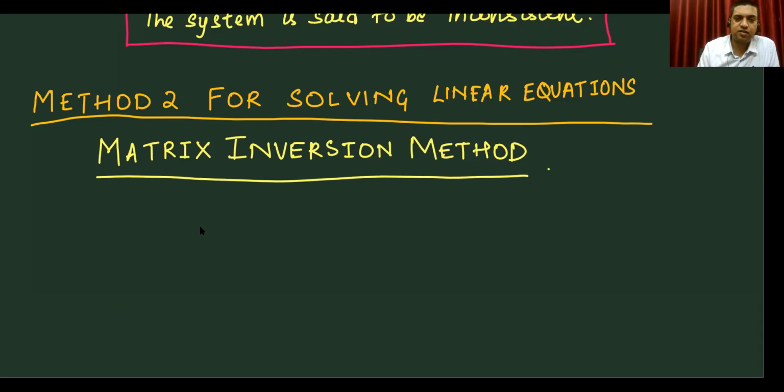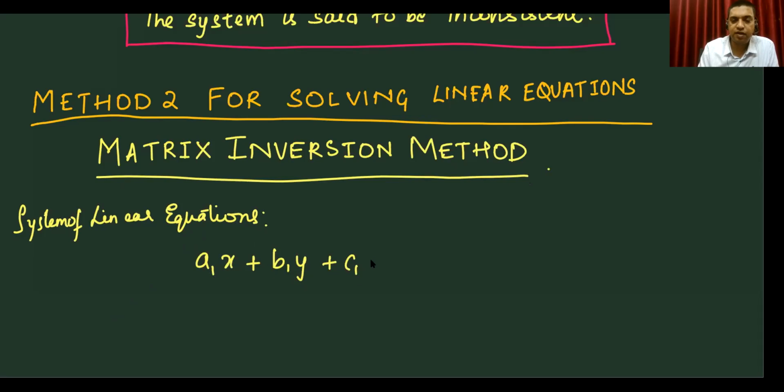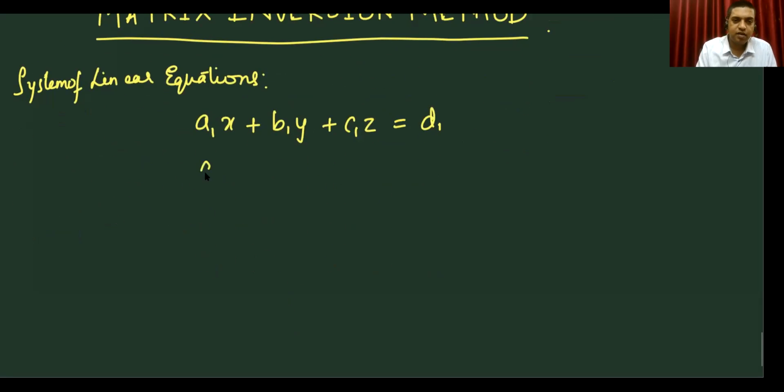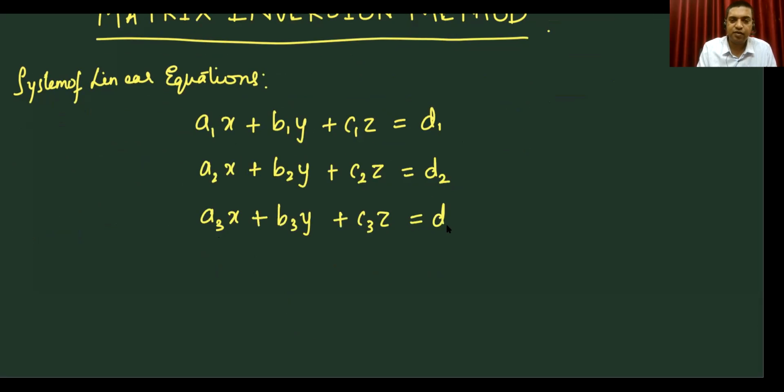Now, let us write these equations. A system of linear equations: a1x plus b1y plus c1z equal to d1; a2x plus b2y plus c2z equal to d2; a3x plus b3y plus c3z equal to d3.